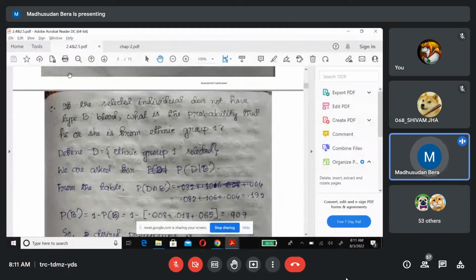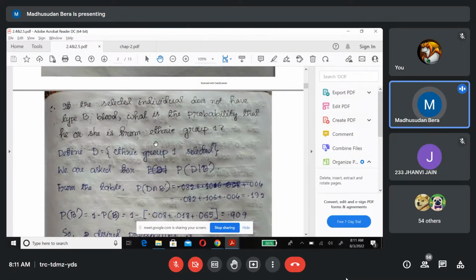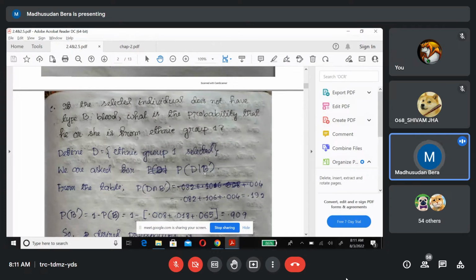Let us define D equal to ethnic group 1 selected. So does not have type B blood means B dash is given. Then the probability that he is from ethnic group 1 is D given B dash. So we have to find P of D given B dash. What will that be? P of D intersection B dash divided by P of B dash. So we have to find P of D intersection B dash and P of B dash.